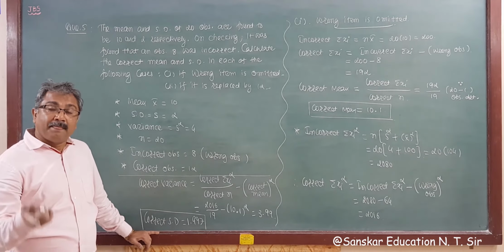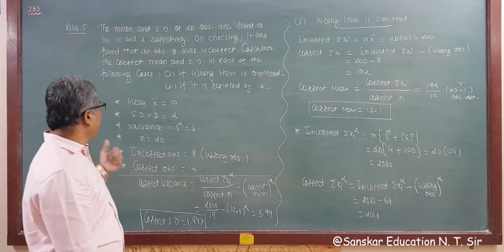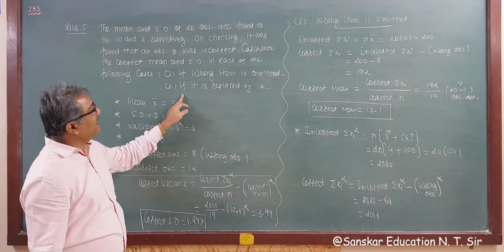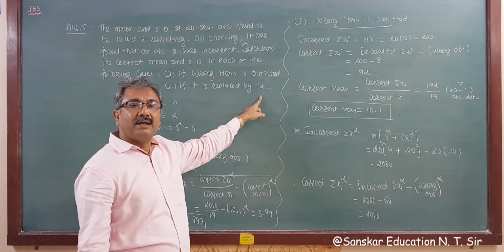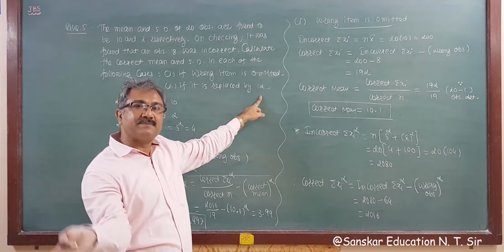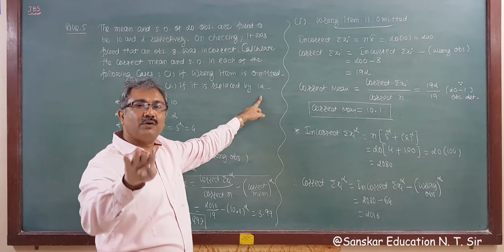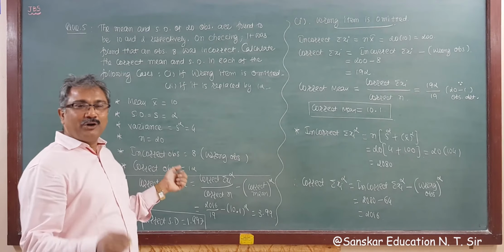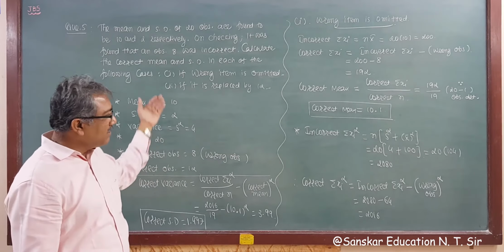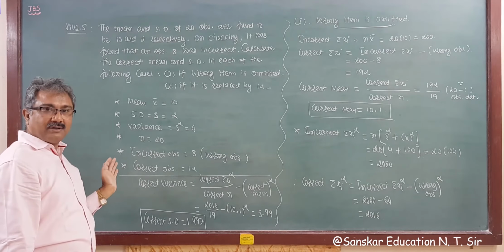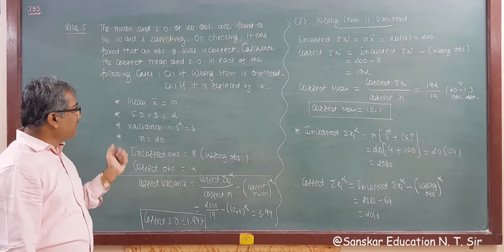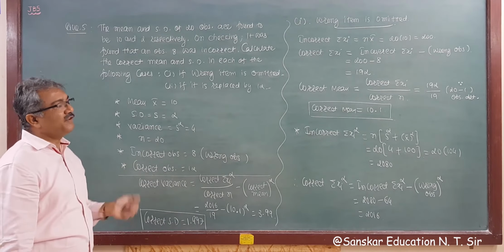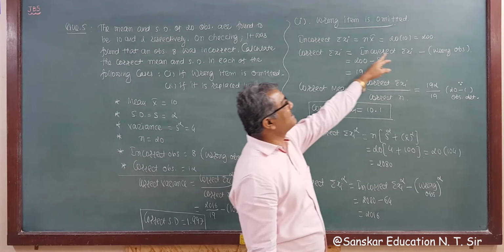Okay, now the second part. What is the difference between this? Nothing, both are the same, but in the second part the wrong observation is replaced by 12, the correct observation, right? So I am going to change only this. Take a screenshot of this first, right? Now we are starting the second part. If it is replaced by 12, the incorrect sigma xi is as it is, 200.